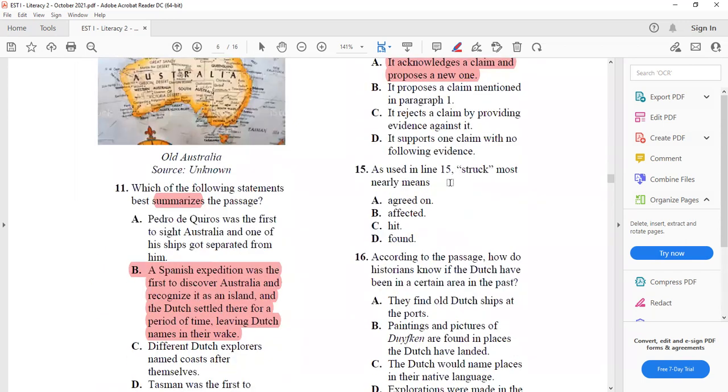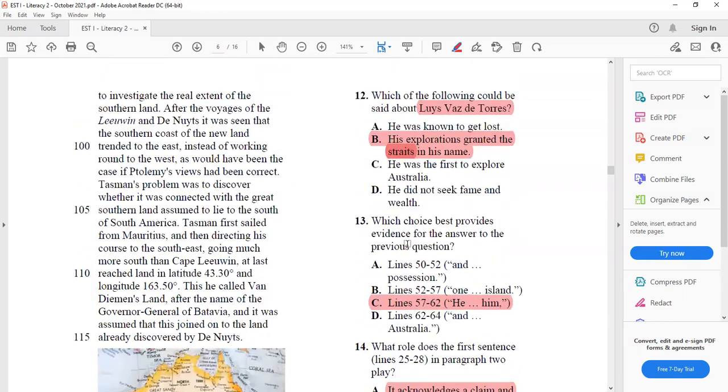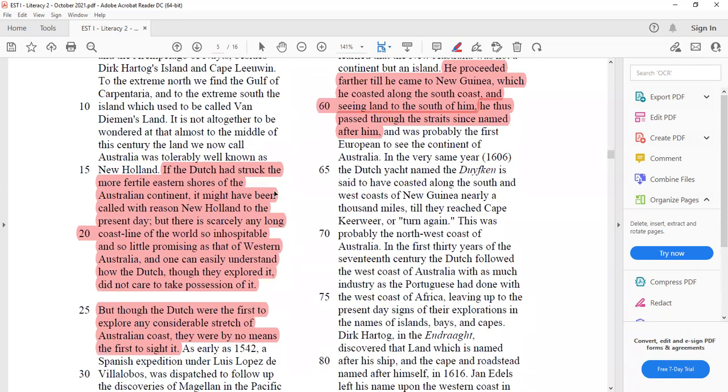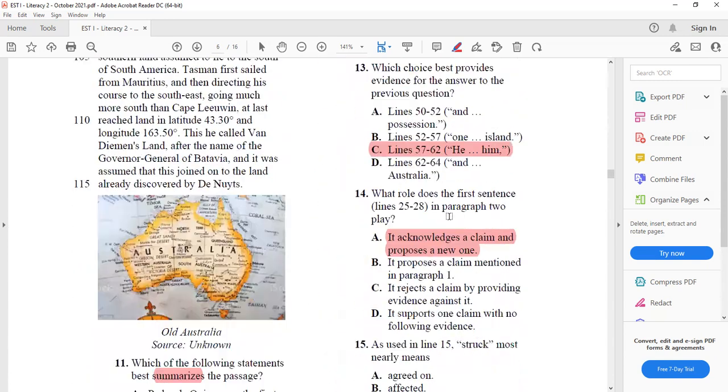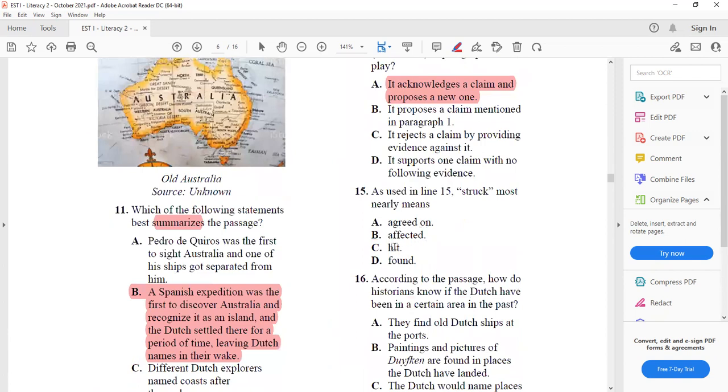Let's go after that. It's a vocabulary question. Line 15, struck most nearly means. Let's go to line 15. Mister, you told us that the question is not going to be repeated, except the vocabulary. Okay, mister, so struck here. Okay, I need this actually. So if the Dutch had struck the more fertile eastern shores of the Australian continent, struck here doesn't mean hit, mister. It might have been called with reason New Holland. So if they found the most fertile eastern shores, why? Because they are going to stay there. But they didn't find it. So struck means agreed on, no. Affected, no. Hit, no. It's not the primary definition. Found. They found this kind of land.